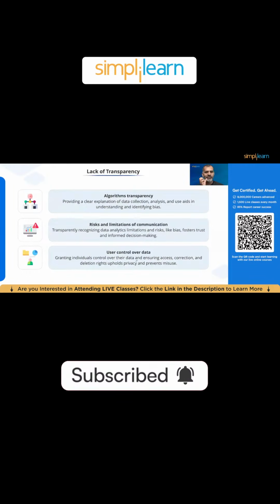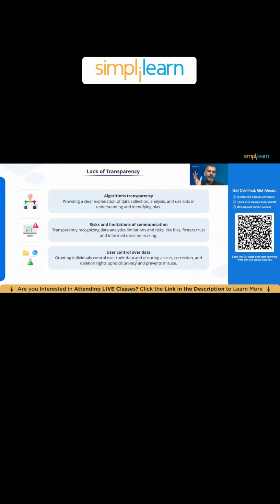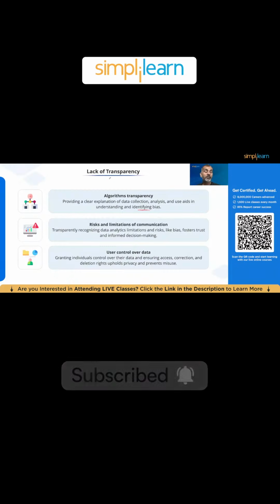Okay, so now let's move to the third, which is lack of transparency, guys. So first is bias and discrimination, then privacy, and third is lack of transparency. Transparency is all about providing clear-cut information about data collection, data analysis, and the uses of data. So basically, we can understand and identify the different biases. You have to tell the user what type of information you are collecting, how you are going to analyze that information, what the use case of that information is, and where you are going to store it. In that way you can make your system transparent.